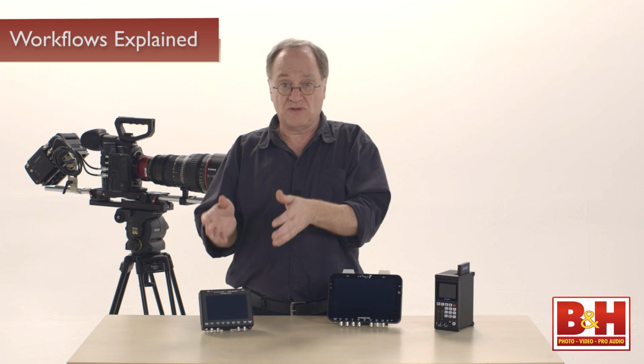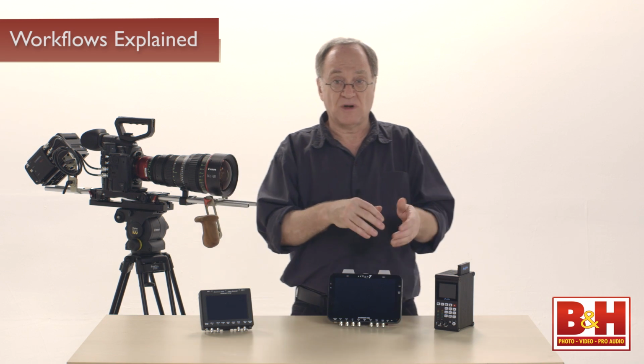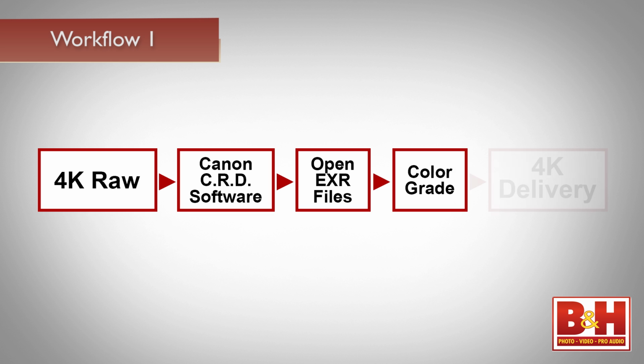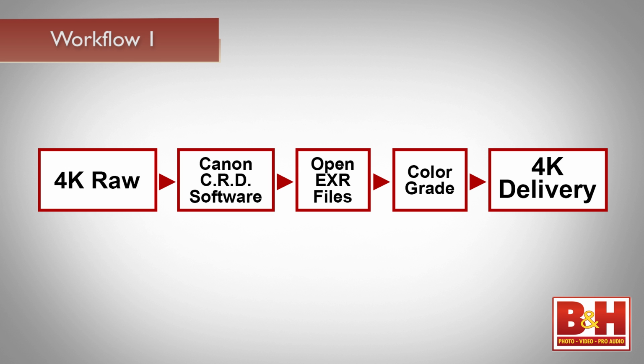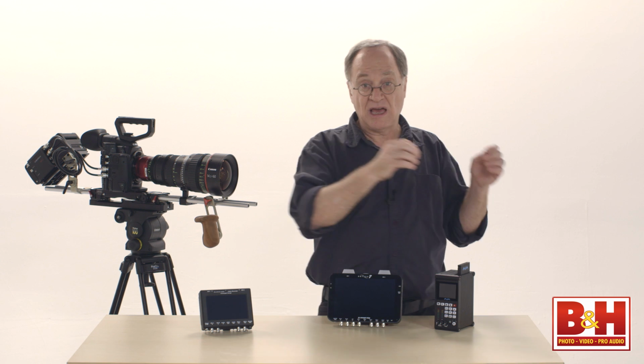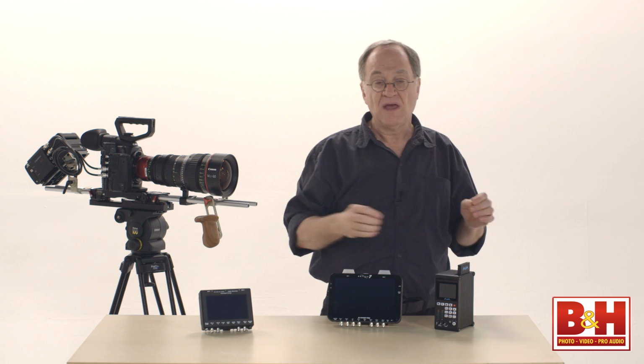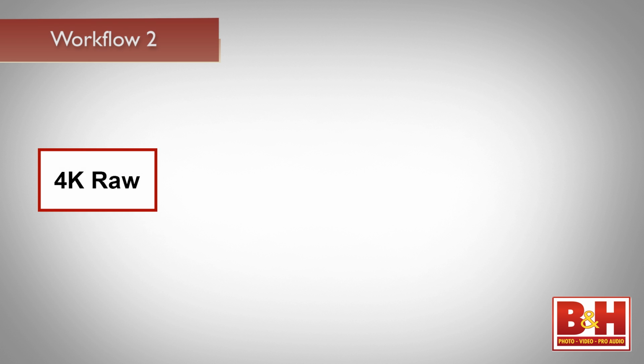Well, we put it through Cinema RAW development software, CRD software from Canon, and we create these OpenEXR files. Then what do we do? We take the OpenEXR files and we color grade them, and then we deliver them. Now, I didn't mention editing because I just described a workflow where you're simply warehousing for the future. And using ACES, in the future, when they're looked at again, they'll look exactly the same. Here's another workflow. You've recorded 4K RAW or 2K RAW.